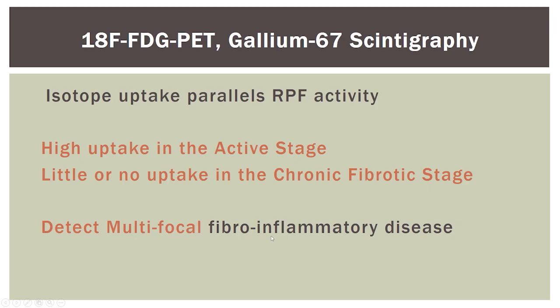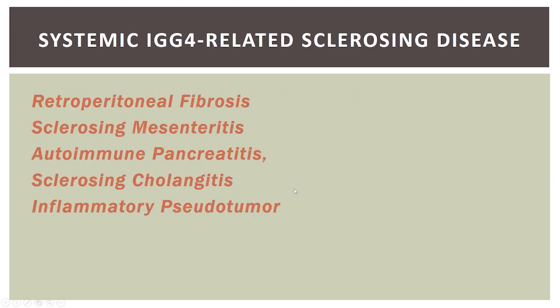Also, you can monitor the activity of the disease by FDG PET or Gallium-67 scintigraphy, with high uptake in the active phase, little or no uptake in the chronic fibrotic stage. FDG PET can also detect the multifocality of the disease, if there's a question about whether this is part of a fibroinflammatory condition like IgG4-related sclerosing condition.